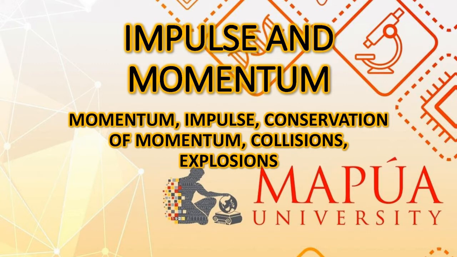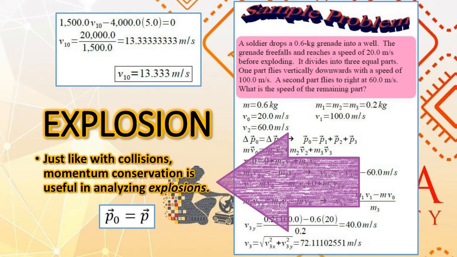Now we get to the last part of our impulse and momentum discussion, explosions. Just like with collisions, momentum conservation is useful in analyzing explosions. That is to say, we use conservation of momentum to analyze explosions. When you see a problem talk about an object exploding or breaking apart into smaller pieces, you use, for the most part, momentum analysis. Conservation of momentum: initial momentum is equal to final momentum.